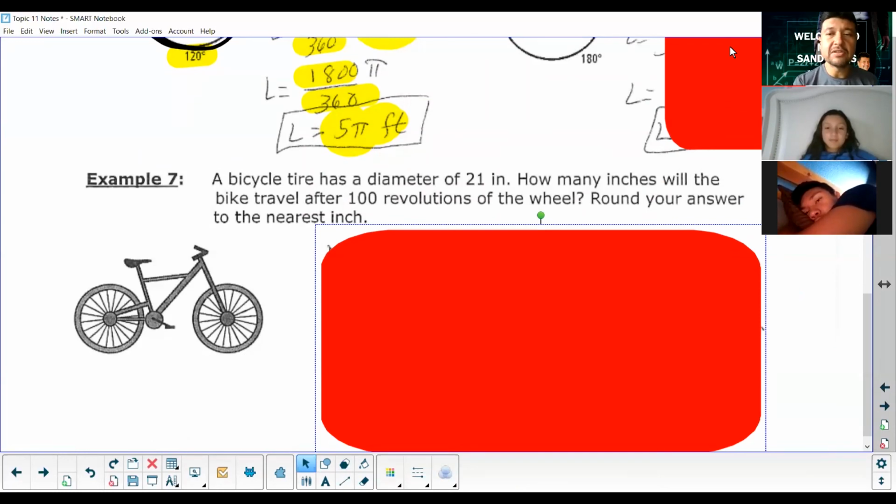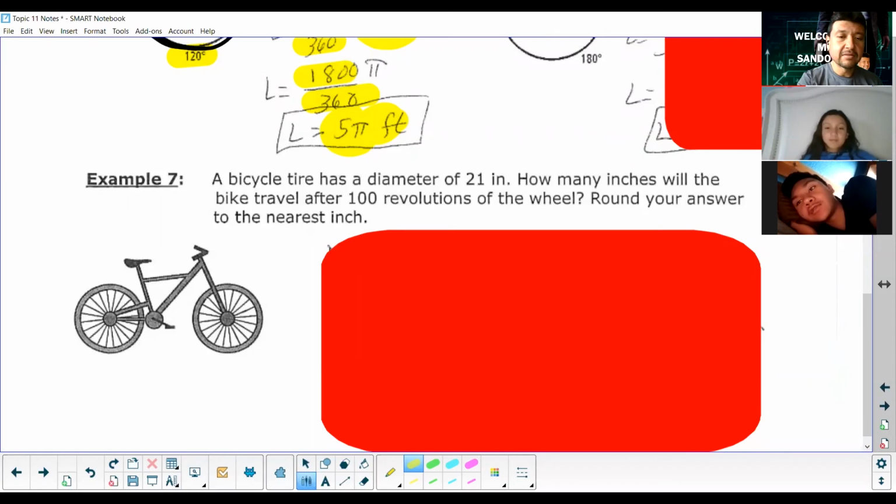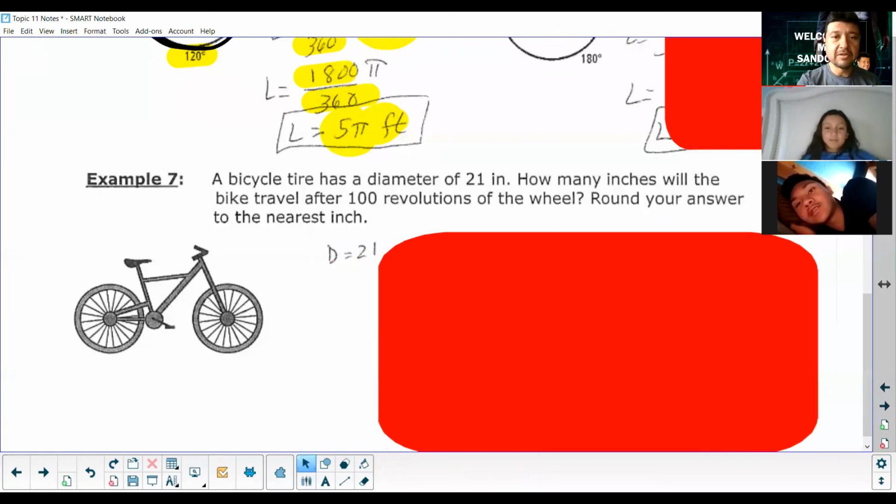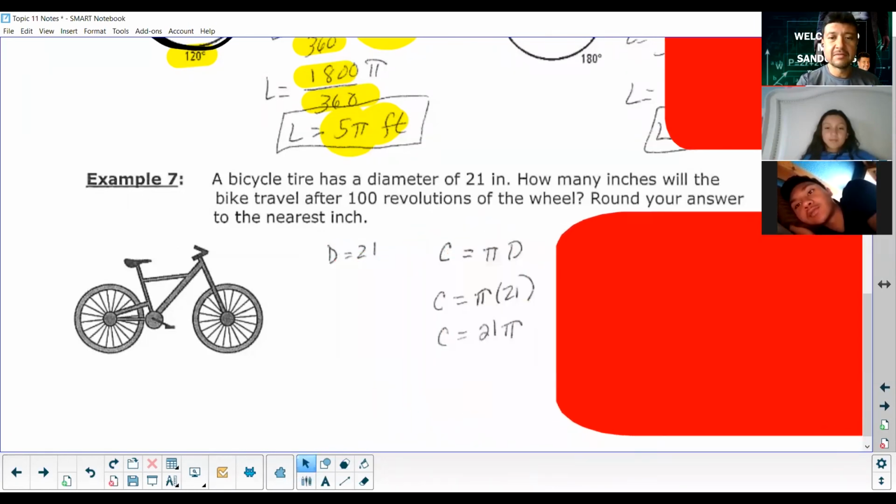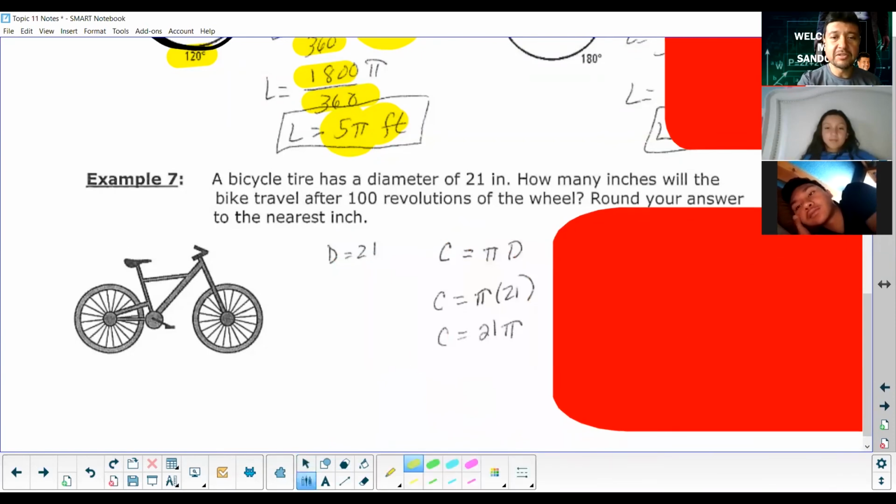So Marcus, how would you do this question? Well, I would first have to figure out the circumference, which is 21 times pi. Okay, great. And then I would just times it by 100. Okay, you know the circumference, you just went through this process. And what do you do afterwards? Then I would times it by 100. If you had to explain it to Celeste, what would you tell her? That I think I'll just overcomplicate it.